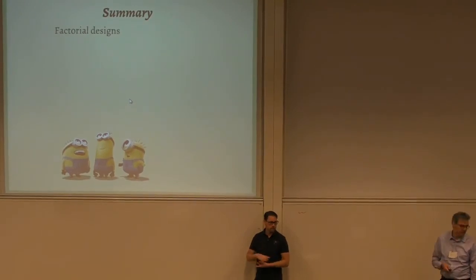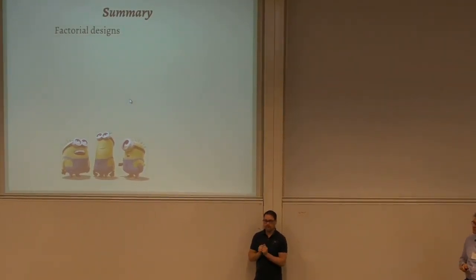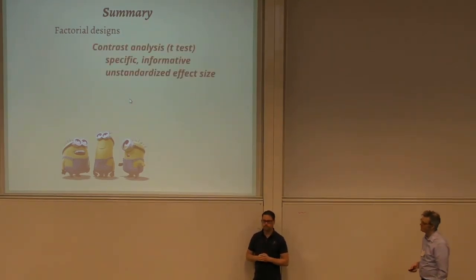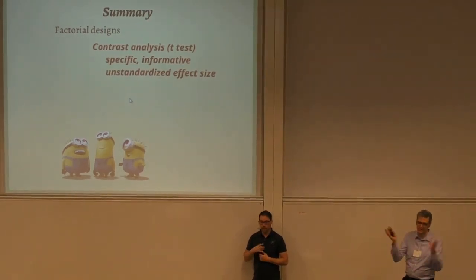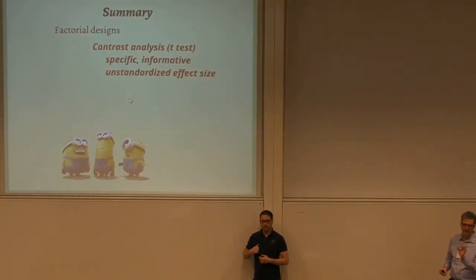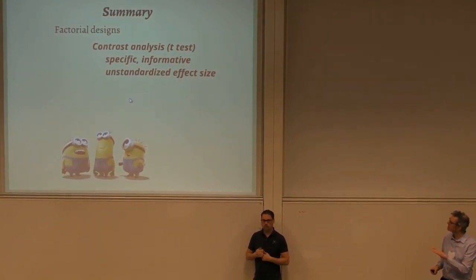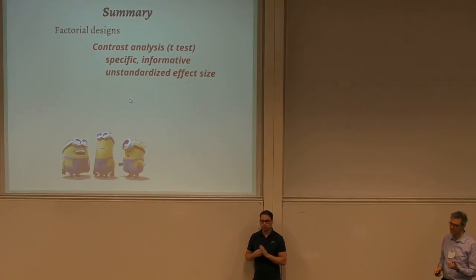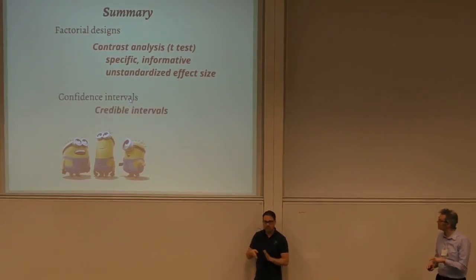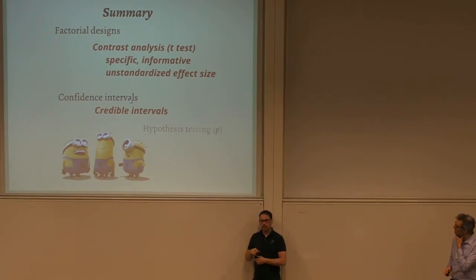All right, to summarize: with factorial designs, if you start with them, it gets really messy, right? You have a 3x4x5 design or something, and you find some interaction here, and then what does it mean? Do you want everything thrown in? Why not ask specific questions? So do a contrast analysis, because it's more specific and informative, and the difference that you get out is the effect size that you can interpret. Then instead of confidence intervals, go to credible intervals. And if you really want to do hypothesis testing, go away from the p-value stuff and use the Bayes factor.